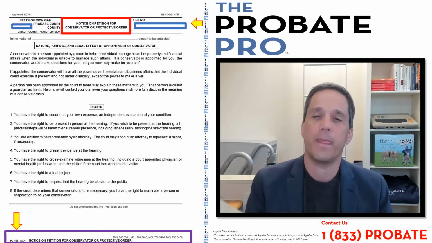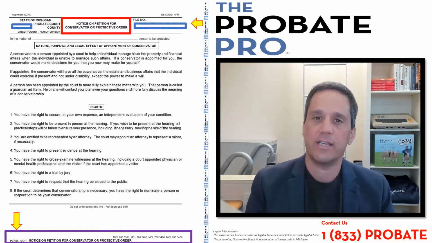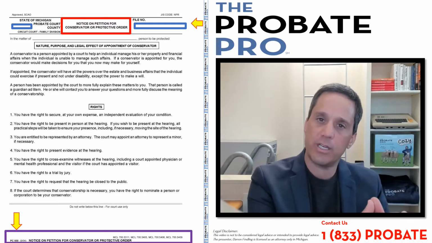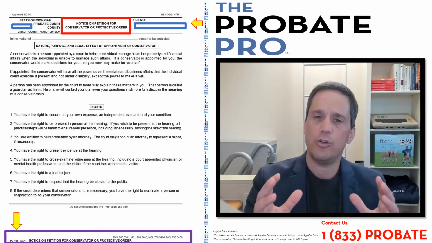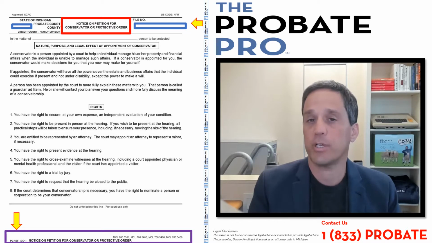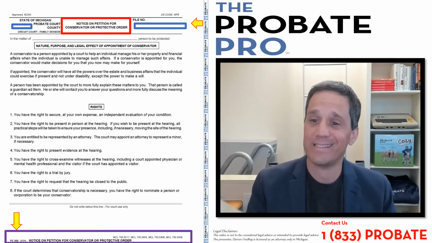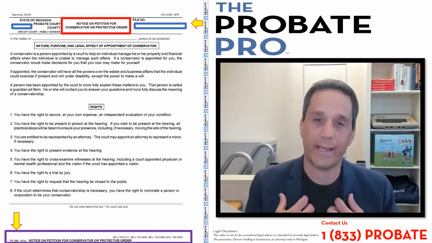This form, PC 668, is used in a very narrow context. When a petition for appointment of conservator has been filed with the court, between the date of the petition and the hearing date, notice is given to the person that is being sought conservatorship over. And that notice advises them of their rights and gives them a sense of what's going on.